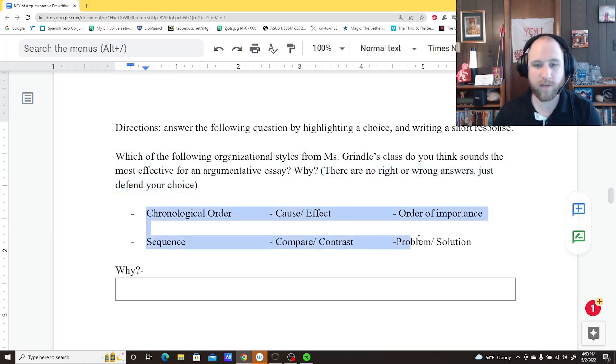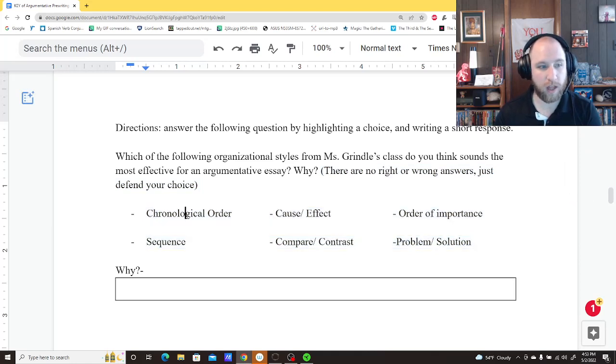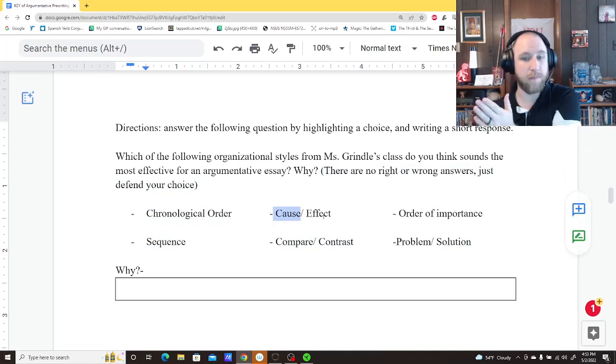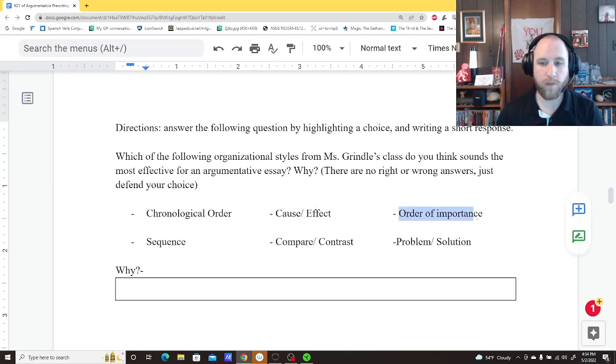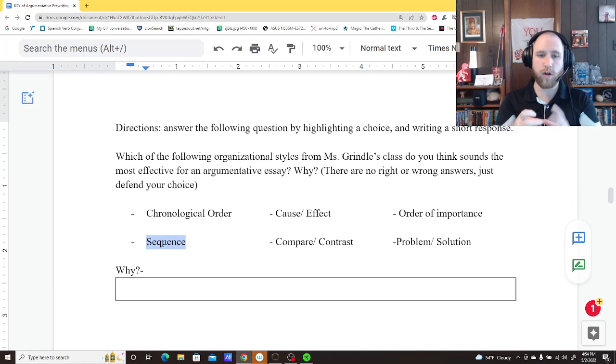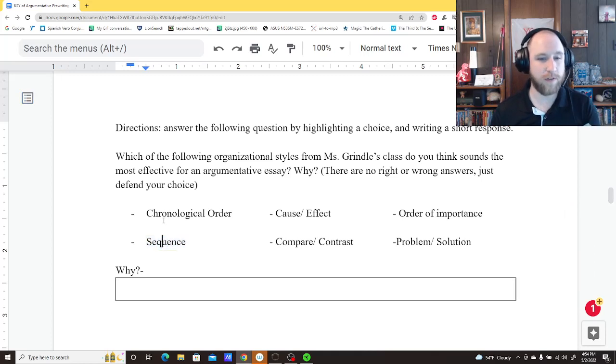So the six methods of organization that she taught you were chronological order. That's when you put things in a time order. Cause and effect, so thing A made thing B happen. Order of importance, so we're either going from most important to least important or least important to most important. A sequence, so not necessarily chronological order, but a certain series of events that occurred, right? It doesn't have to be necessarily time order, but it could be like directions, things you do have to do in a particular order, but not in any particular time.